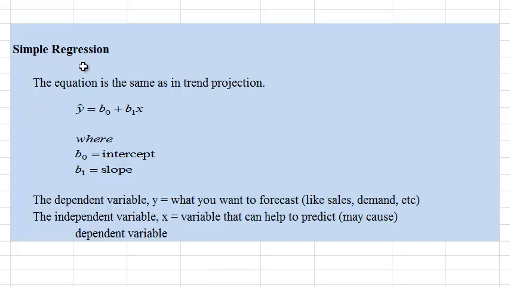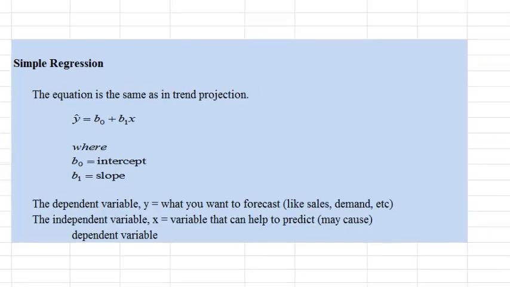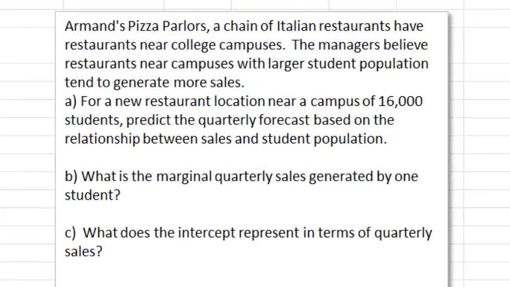Now we'll discuss a regression example where the independent variable, x here, is something other than the time period. That is, it is some other variable that could help predict the dependent variable, that is the sales. You might want to pause this video now and read the problem in the text box here.